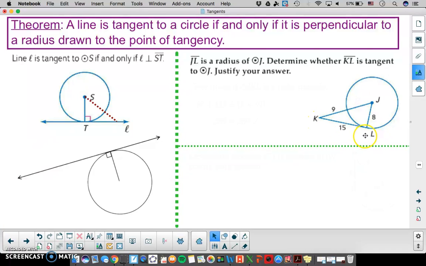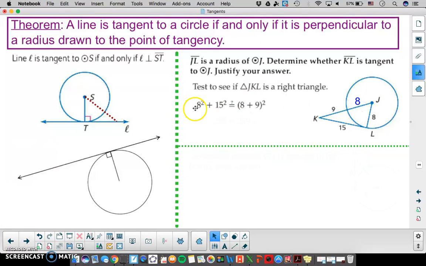Well, if KL is tangent to the circle, it must mean it's perpendicular to the radius JL. So we need to determine whether the triangle JKL is a right triangle. We can test that using Pythagorean theorem. I have 8 as one of the legs, 15 as the other leg, and then this whole hypotenuse is 9 plus 8 for the radius here.